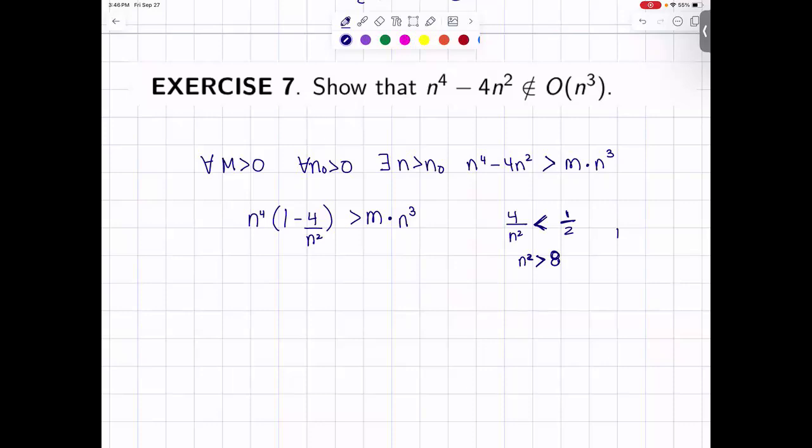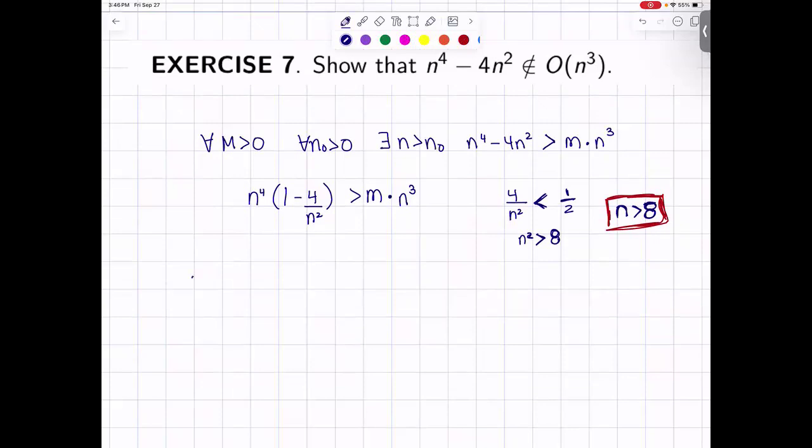So by that same lazy logic as previous questions, I'm just going to go ahead and make my n greater than 8. I just need to find that there exists an n. I don't have to find the tightest bound, so this is just fine as is. So given that n is definitely greater than 8, I can rewrite this as follows. n to the 4 times 1 minus a half, so this will just end up being times a half, which is going to be greater than m times n cubed.